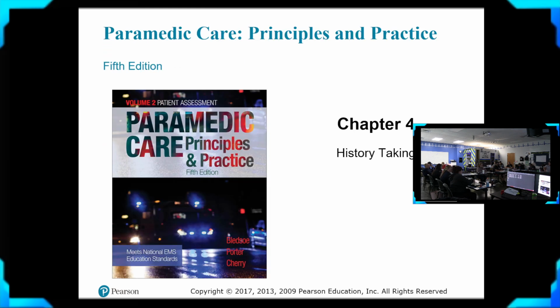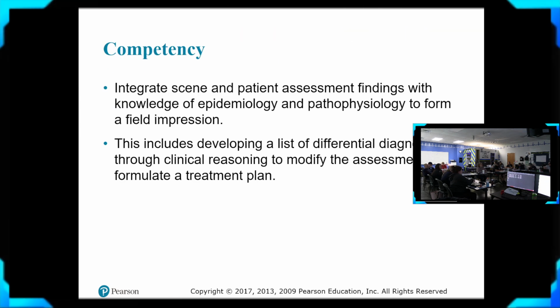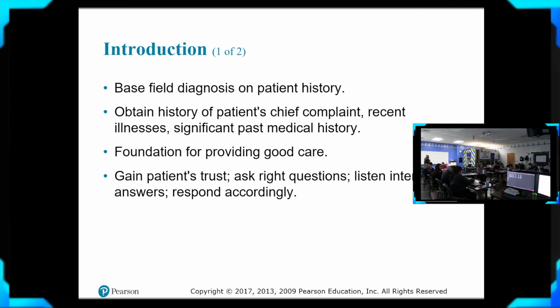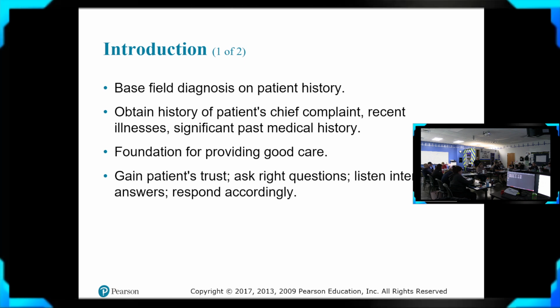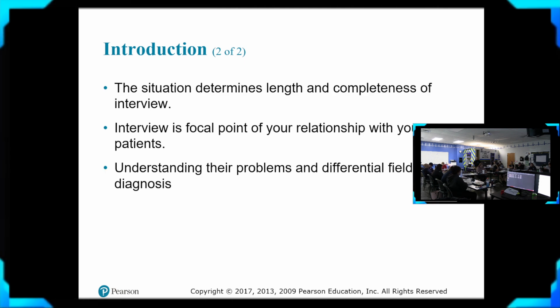So this is going over what history has been. Obtaining a patient's chief complaint, recent illnesses, and significant past medical history are obviously important. You need to know what they've had in the past, to know what we could be dealing with now. A lot of what we deal with is acute, but a majority of it's going to be chronic as well. Foundation, providing good care. Asking the appropriate questions is how you're going to find out about their previous history.